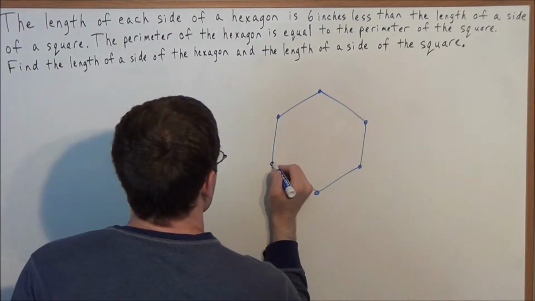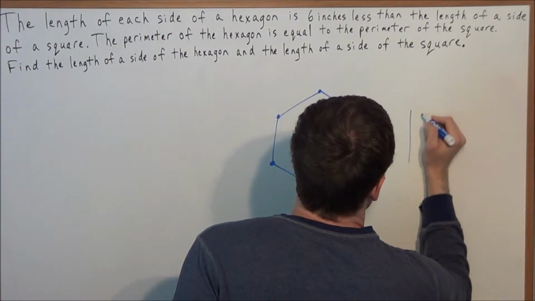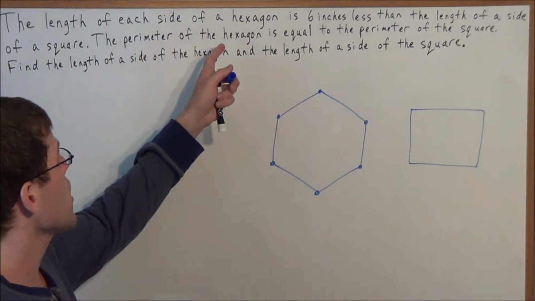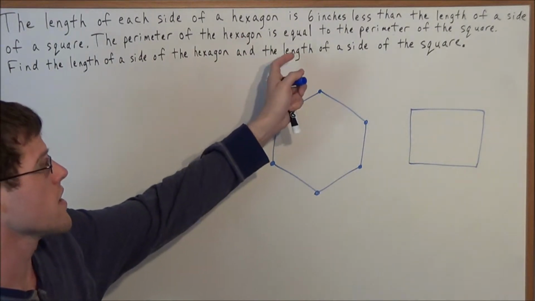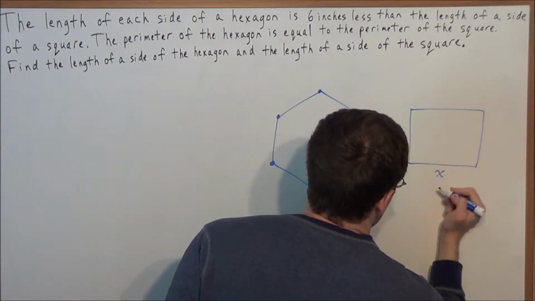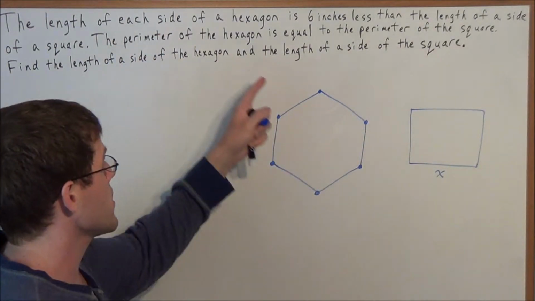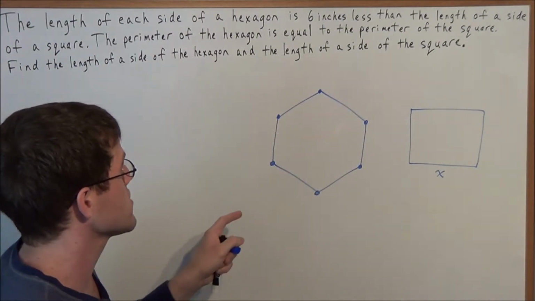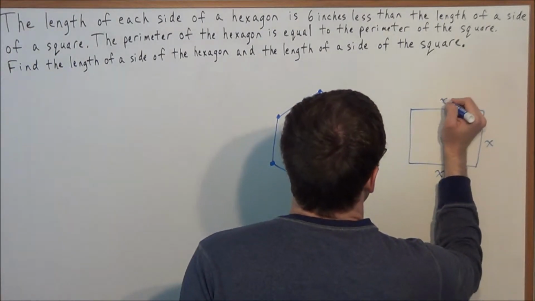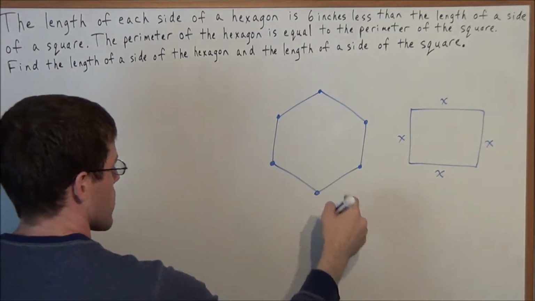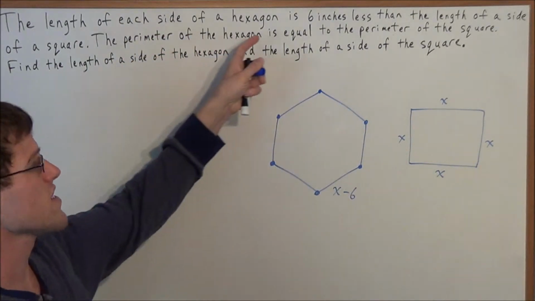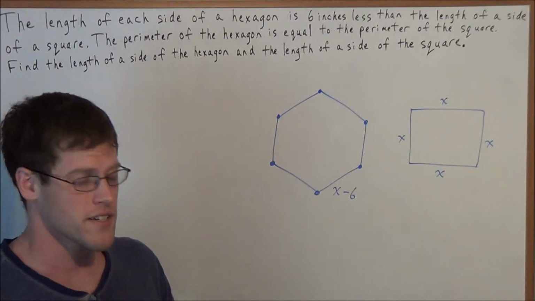Now in math, it's always good to get a good visual of what's going on in the problem. So we start off with this drawing, and now we go back to the word problem: the length of each side of a hexagon is 6 inches less than the length of a side of a square. What that means is if we call one of the sides of the square x, the length of each side of the hexagon is 6 inches less than the length of a side of a square. Remember, in a square all the sides have the same length, so we could call them all x. So one of these sides we could call x minus 6, since each side of the hexagon is 6 inches less, so x minus 6.